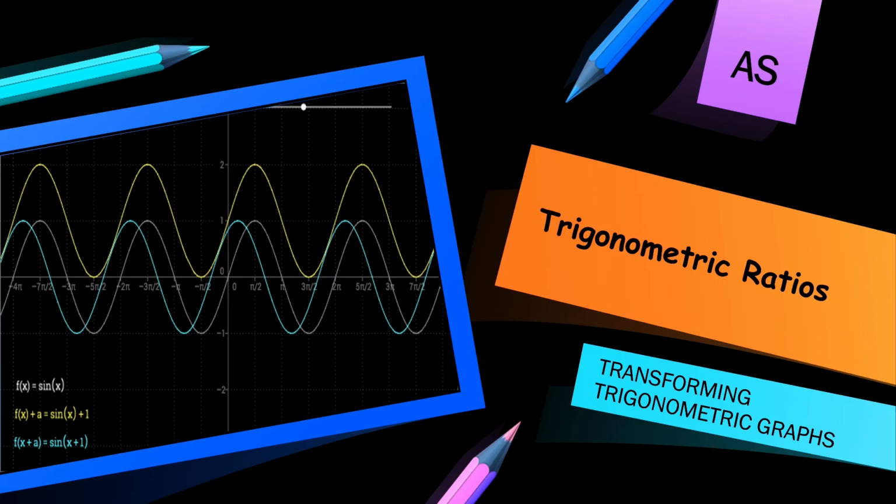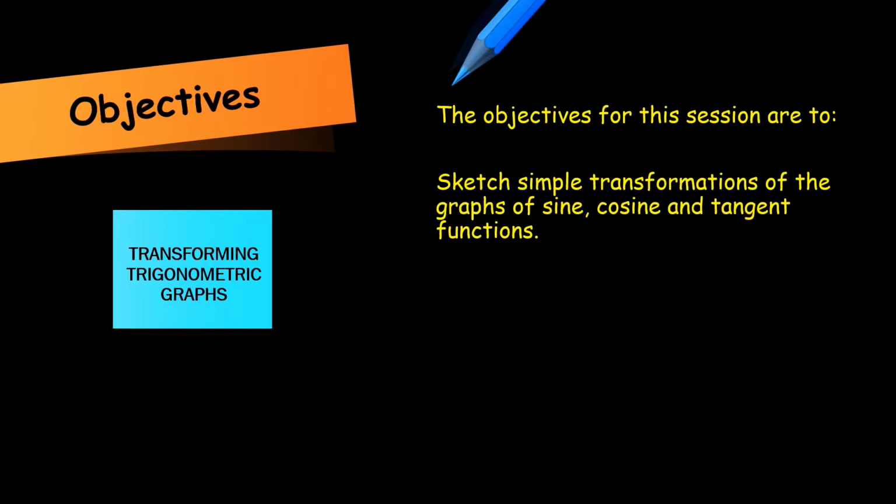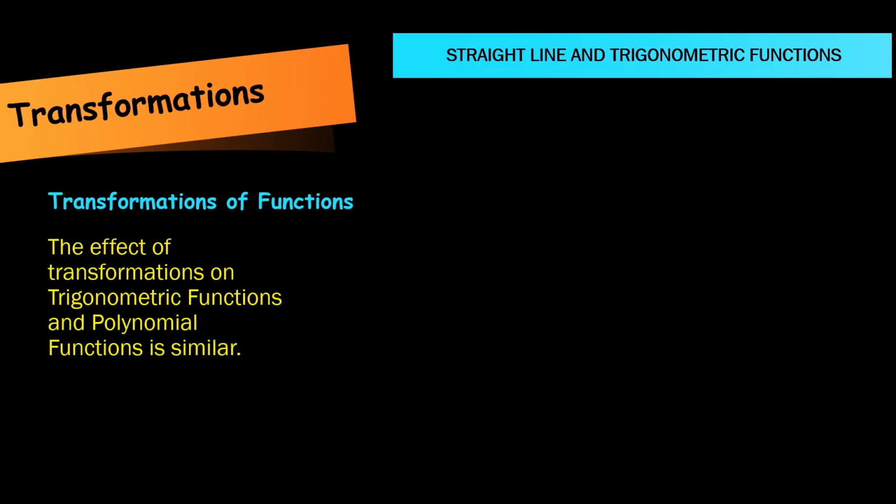Welcome to the session on trigonometric ratios, transforming trigonometric graphs. The objectives for this session are to sketch simple transformations of the graphs of sine, cosine, and tangent functions. The effect of transformations on trigonometric functions and polynomial functions is similar.